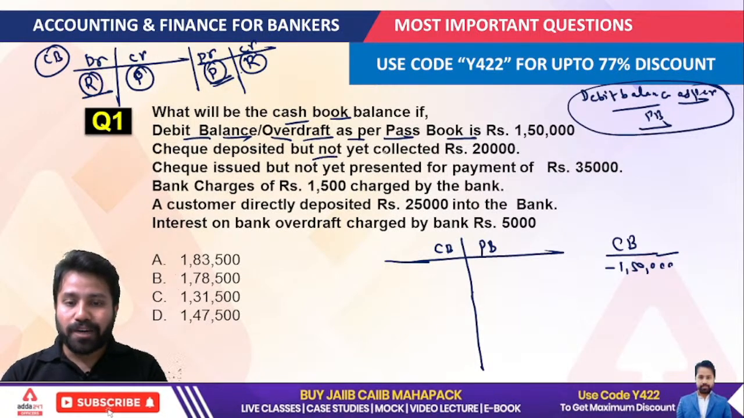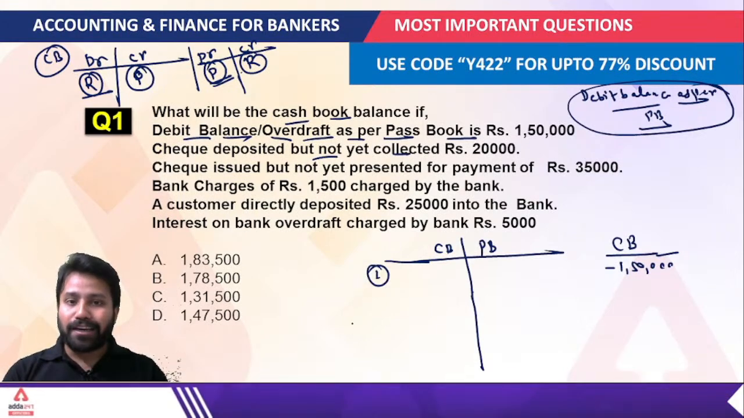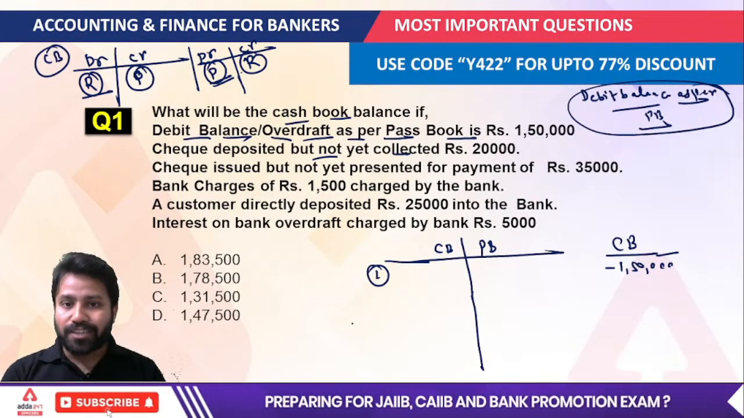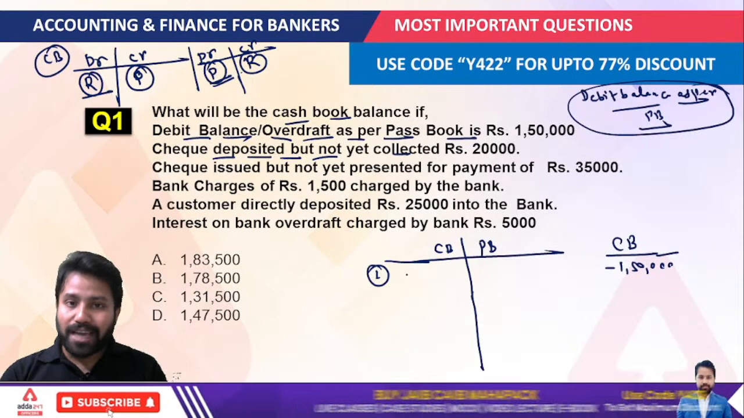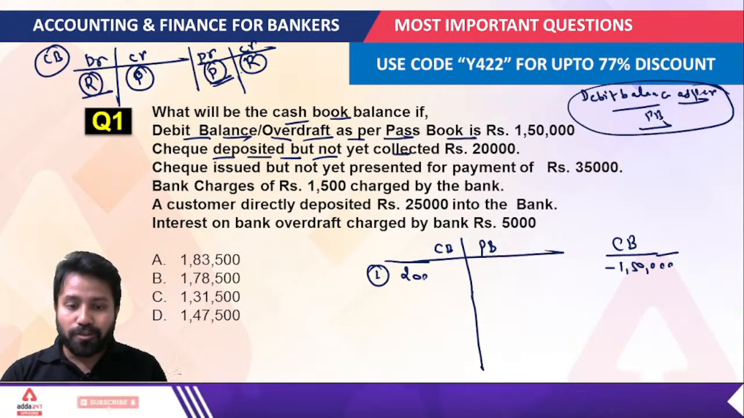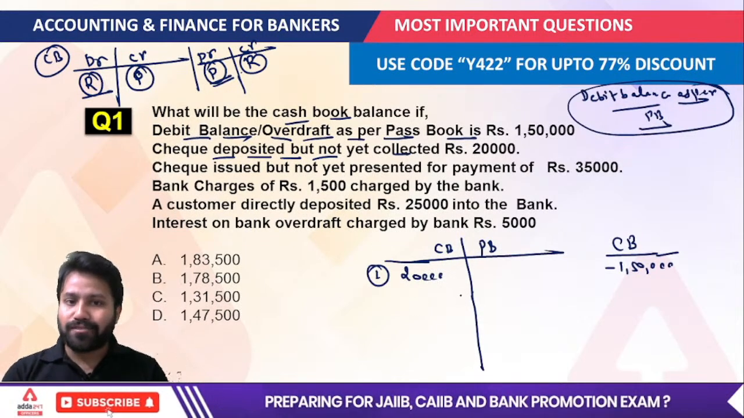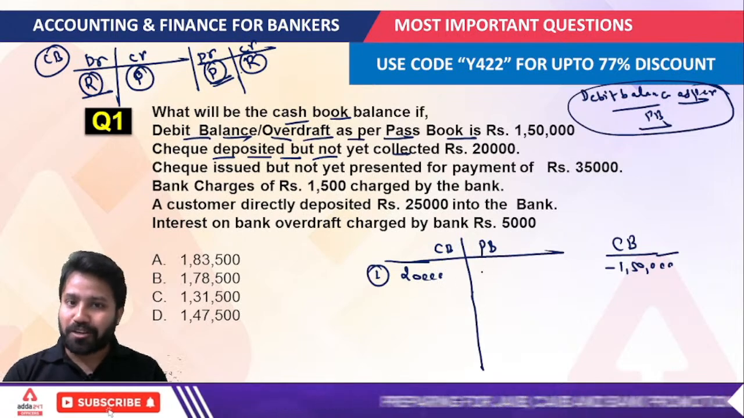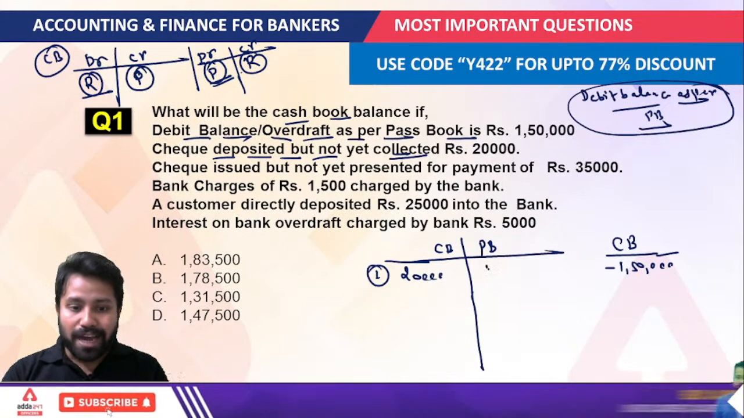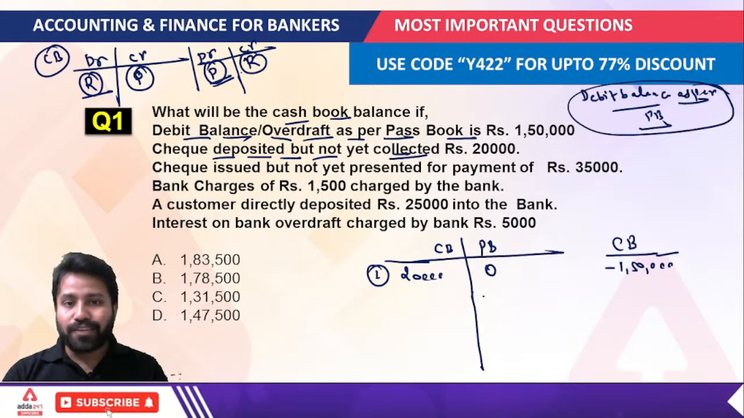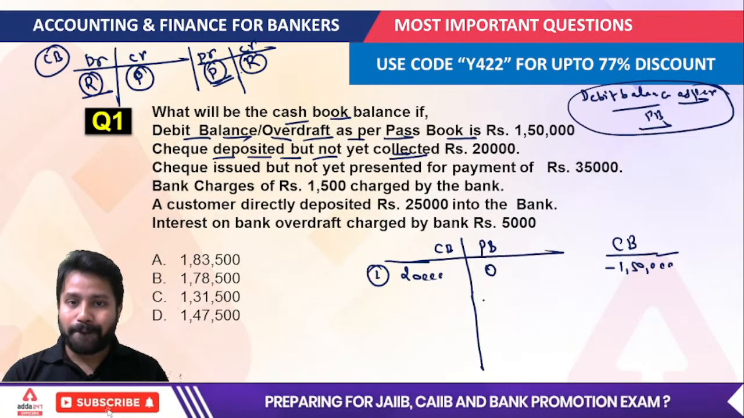Now just read the conditions one by one. Cheque deposited but not yet collected. You can understand that the customer immediately records the transaction in his cash book. So when a cheque of, say, 20,000 rupees is deposited, that is going to be recorded in the cash book of the customer, and it is not yet collected by the bank. So in the bank statement this is actually reflected as zero, right?